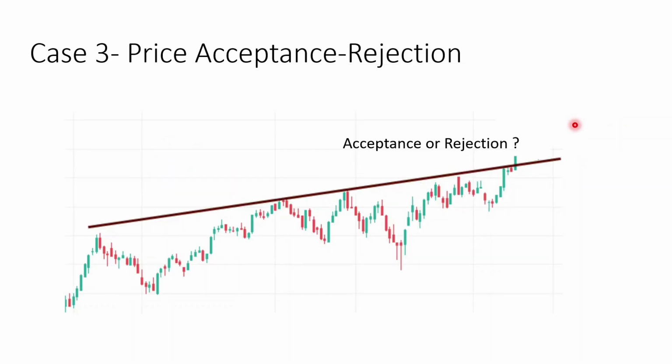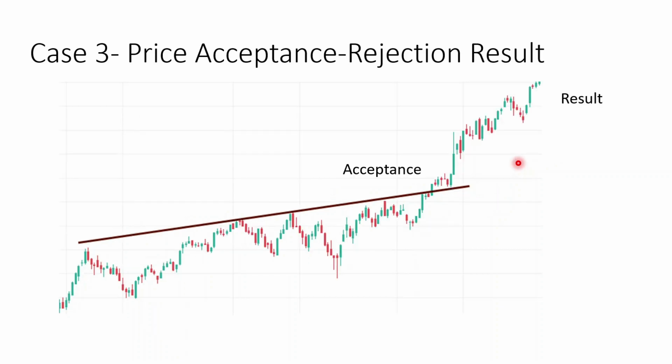Now, one more example, you can see the trend line is drawn and the price crosses this level. The result is it spent some time here, then it moved. So whenever you're taking a trade, you can take it at this point or this region as entry point and you can keep stop loss below the trend line and you can make a good profit.